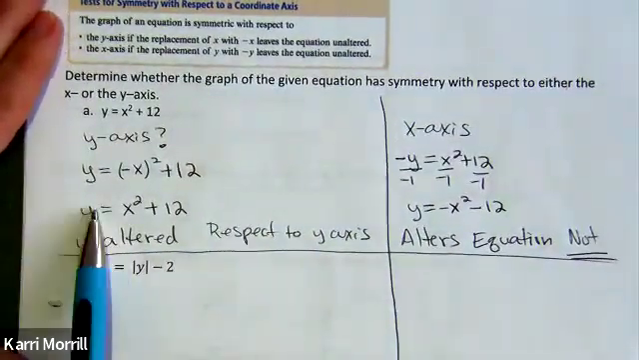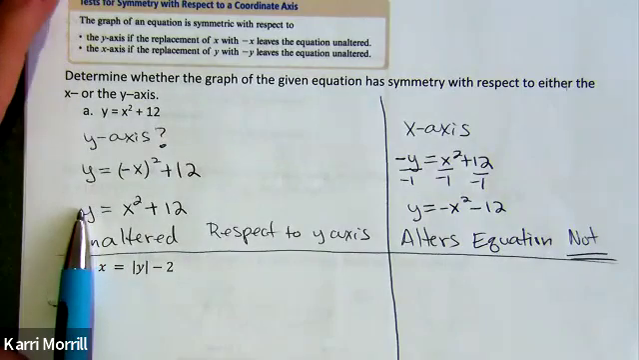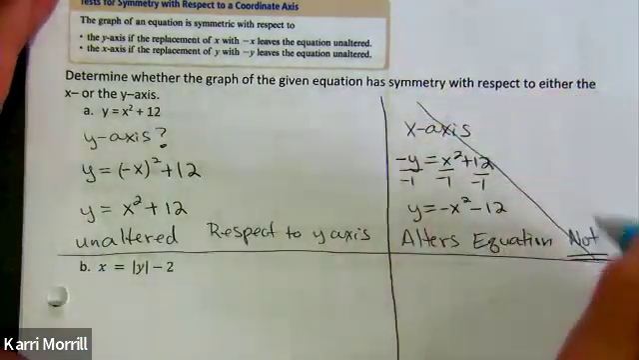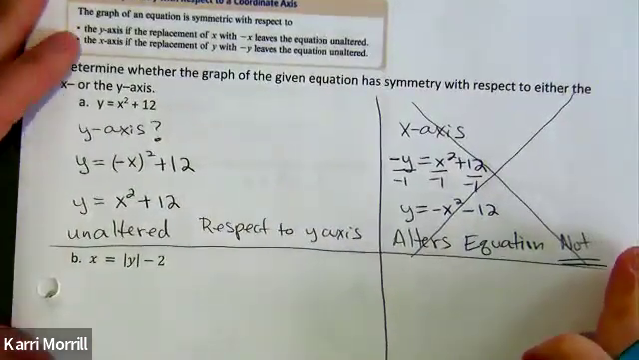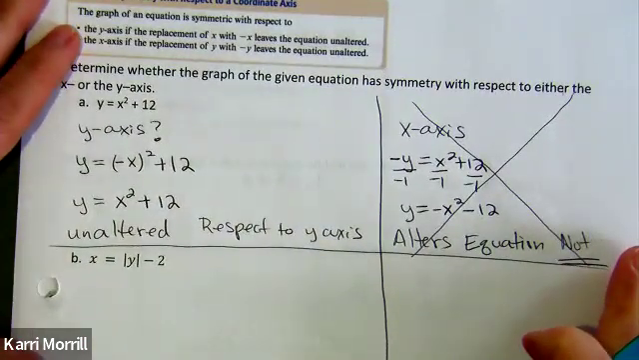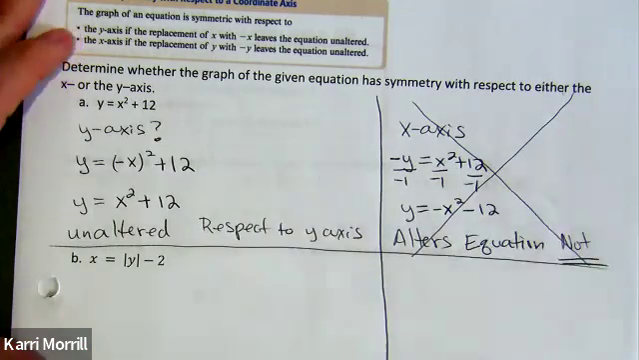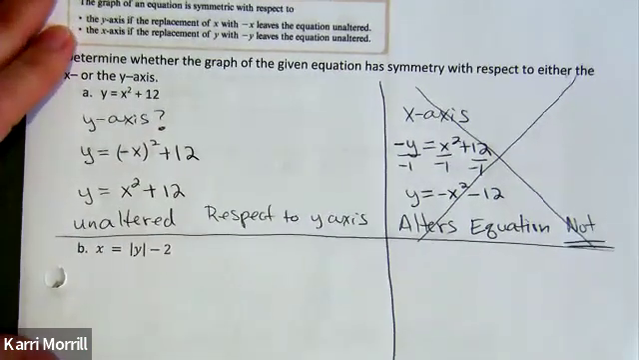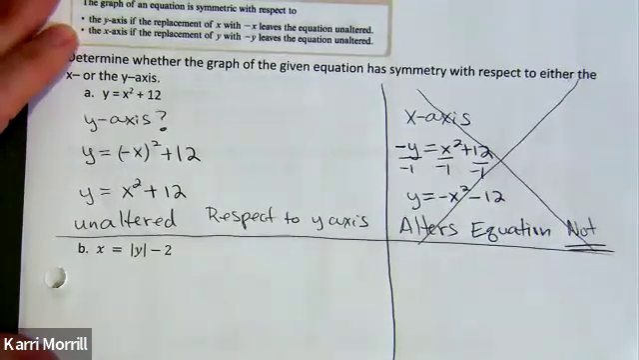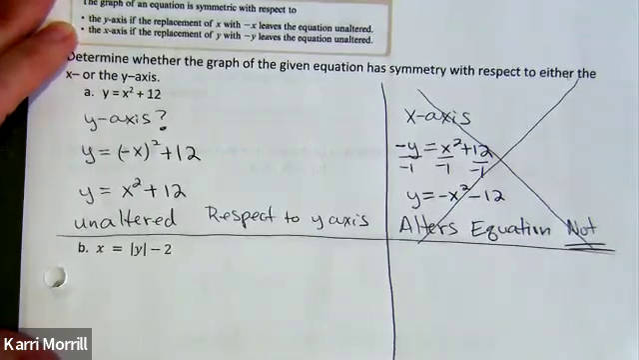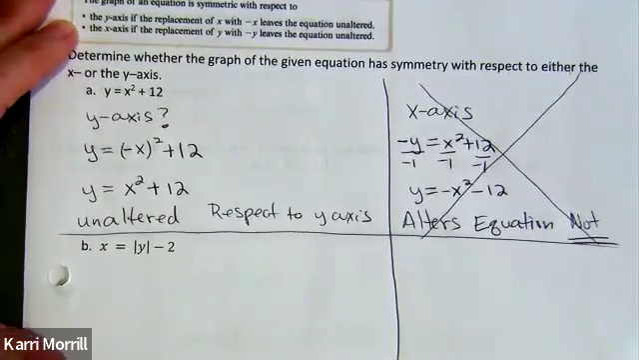We already proved that it was in respect to that y-axis first, right? So that's how we will test algebraically if the graph of an equation is symmetric in respect to the y or the x-axis. So we're just changing the sign value of the x or the y, depending on which one you're testing, and seeing if it alters the equation.